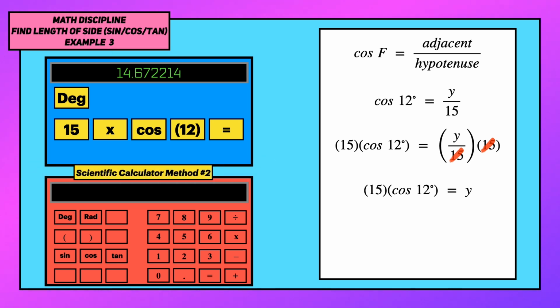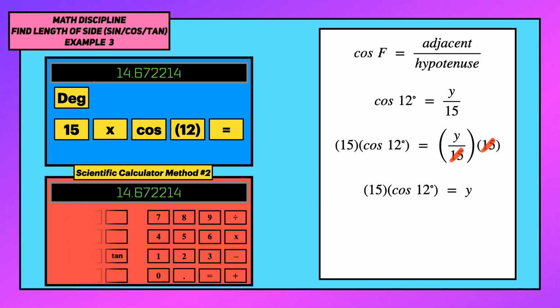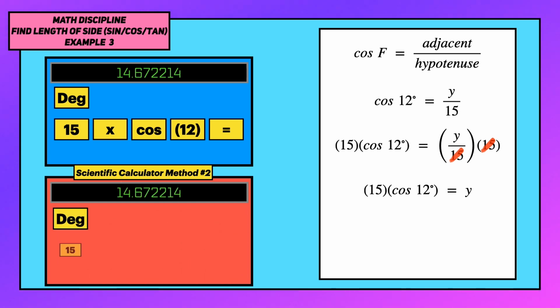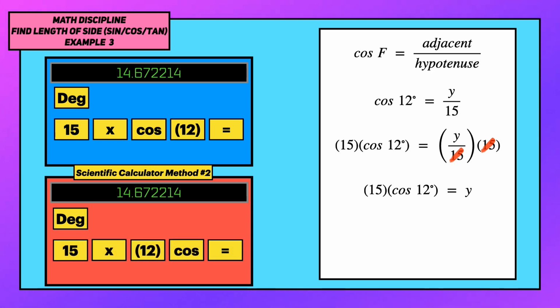For method number 2, with your calculator in degree mode, enter 15 times 12 cosine equals. Again, that's 15 times 12 cosine equals. If we round our answer to the nearest hundredth, y is approximately 14.67 feet.